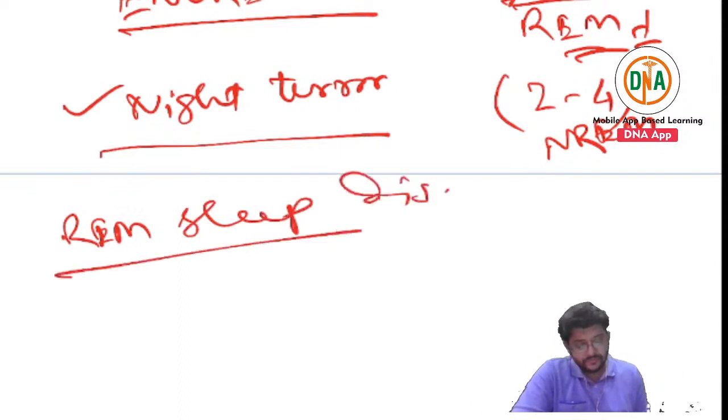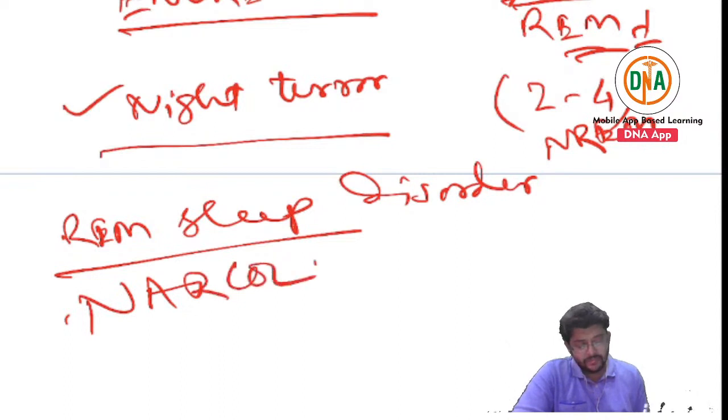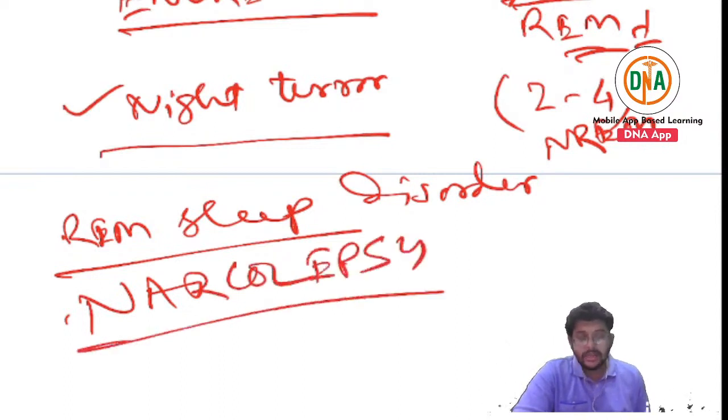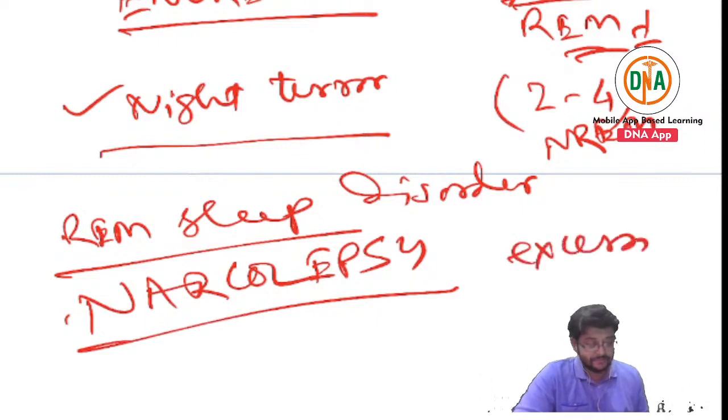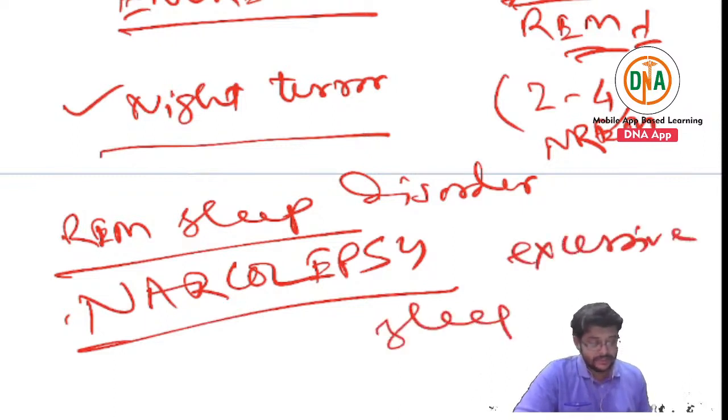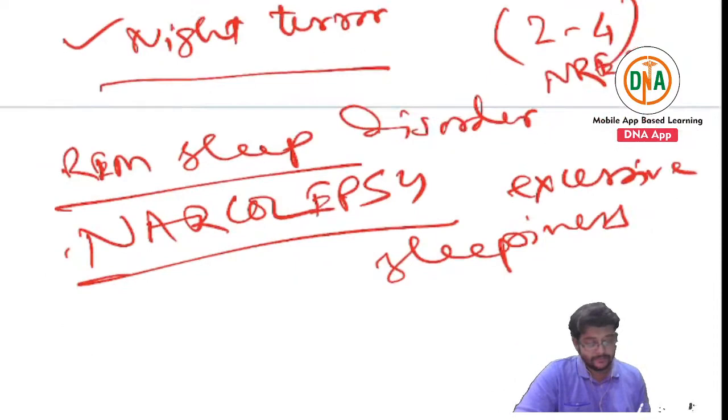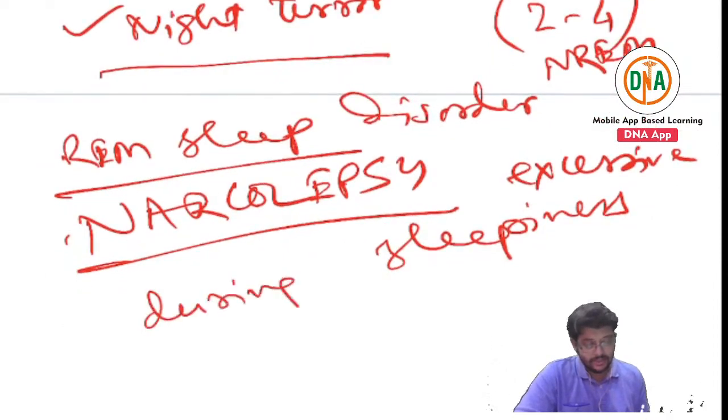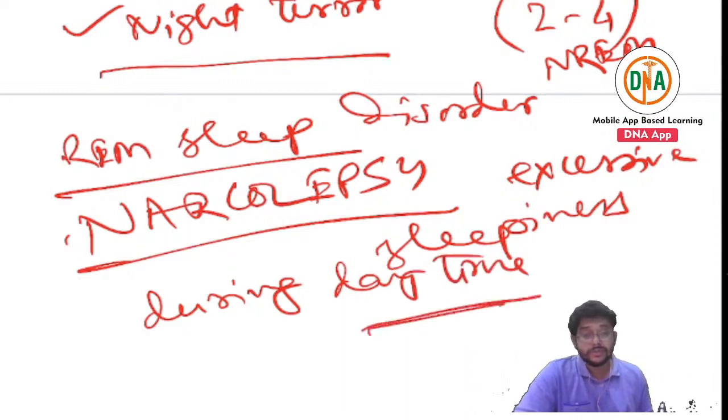In REM sleep disorders, one is narcolepsy. Again, extremely important. Narcolepsy means excessive sleepiness during daytime. So it is a disorder of REM sleep.